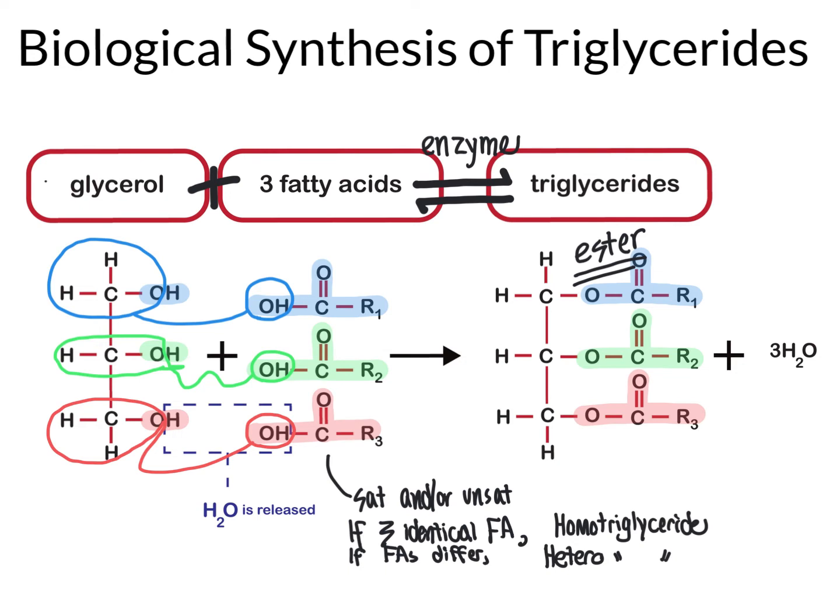So within the body, as the body stimulates the production of additional triglycerides, the production of the enzyme that catalyzes this reaction would be upregulated. And then to allow the reaction to go in the other direction, enzymes would catalyze that process as well to favor going in the reverse direction.